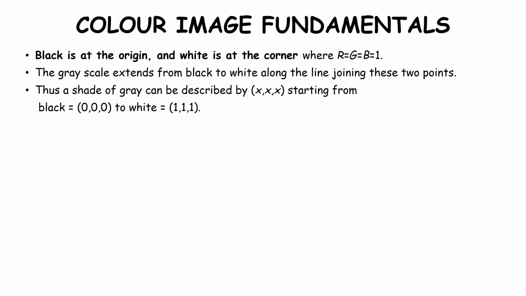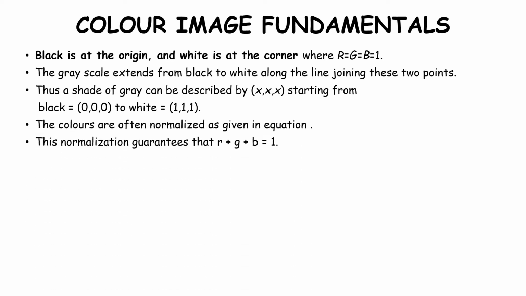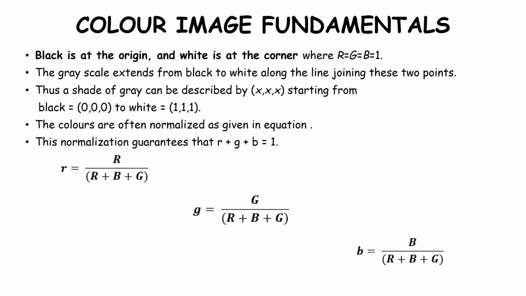Thus, a shade of gray can be described by XXX, starting from black as 000 to white as 111. The colors are often normalized as given in the equation. This normalization guarantees that r plus g plus b is going to be equal to 1. Now this is the formula which tells you how to calculate it, where small r is equal to capital R divided by R plus G plus B. The next is g equal to capital G divided by R plus B plus G. And the last, b is equal to capital B divided by R plus B plus G.